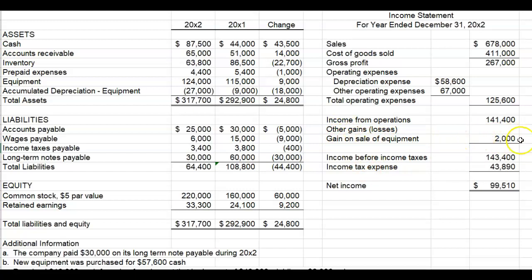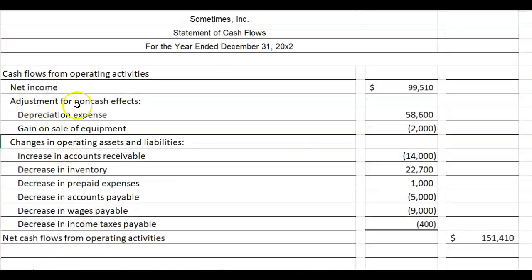That's not $2,000 of cash coming in the door. That is the gain on sale of equipment that doesn't even belong in the operating section. So much less not being cash received, the gain on sale of equipment would not be part of the operating section anyway, because they're not in the business of selling equipment. They're in the business of doing something else. So we have 2 non-cash items that we need to take care of. So adjust for non-cash effects, add back the depreciation expense, and deduct the gain.